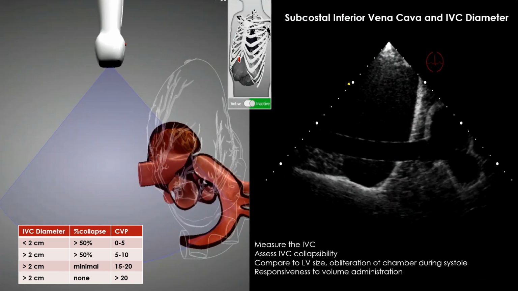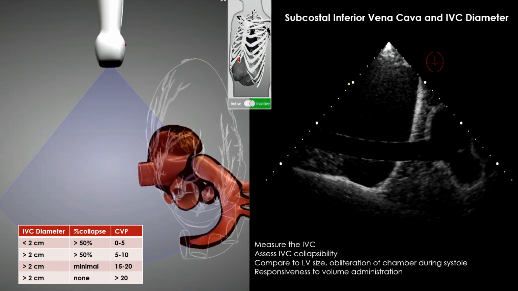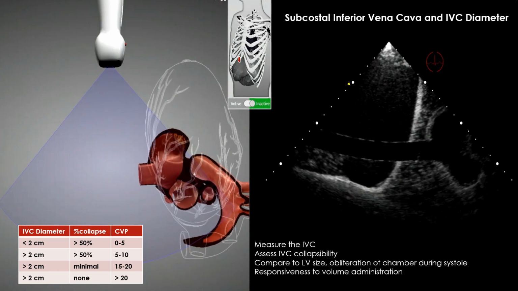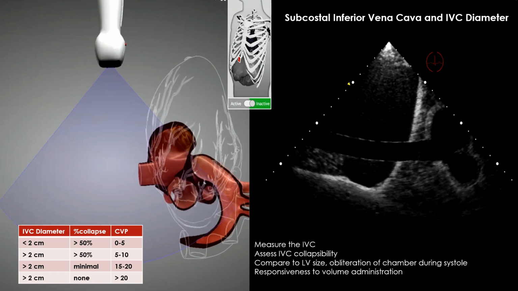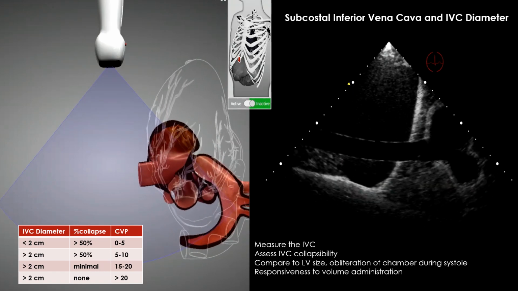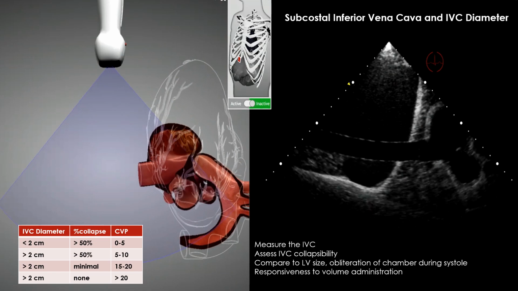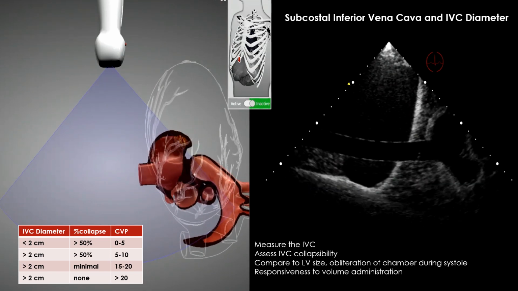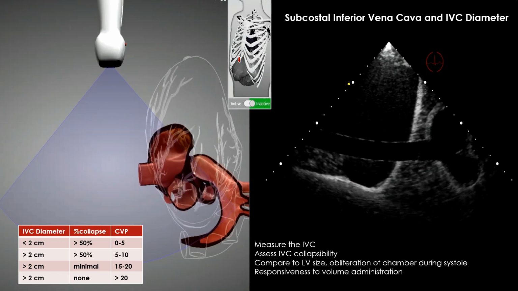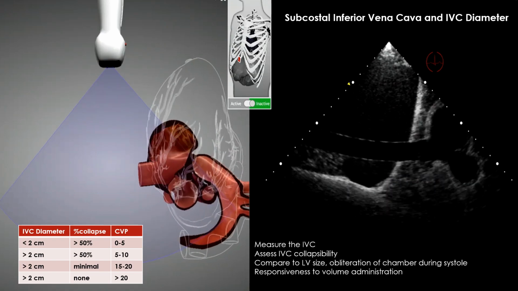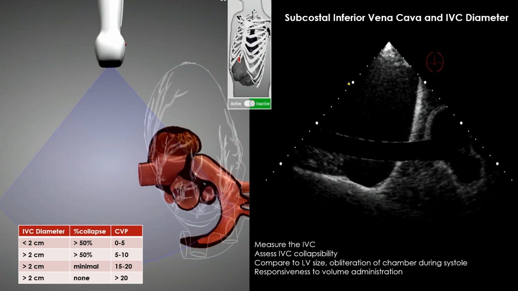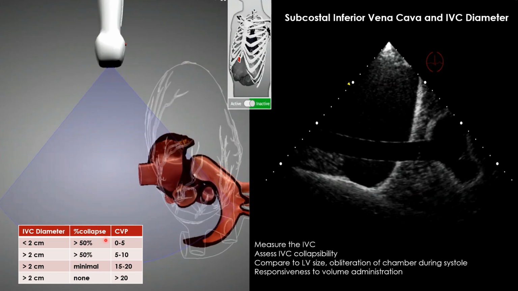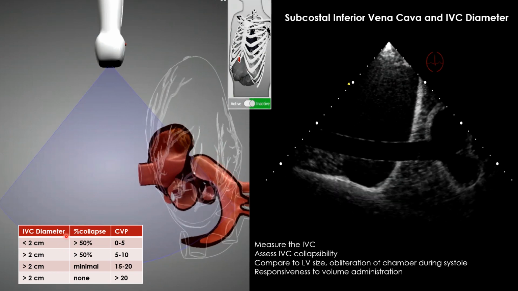So in this view, you can see you've got the right atrium here, you've got the IVC, and you've got the liver as a nice acoustic window. Here you're going to measure the IVC, assess the IVC collapsibility, and compare it to the LV size and obliteration of the chamber during systole, and this also gives you an idea about responsiveness to volume administration. So you measure the IVC diameter: it's less than 2 centimeters, and it's greater than 50% collapse during a sniff or during a big positive pressure breath up to about 20 centimeters.